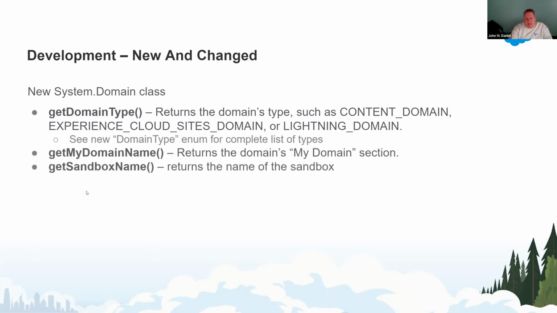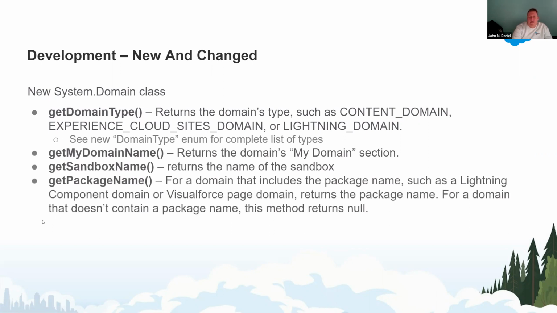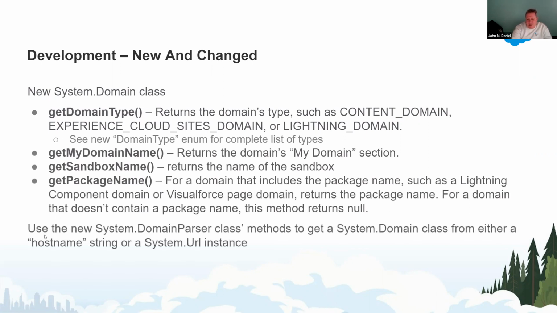There's get the My Domain name. So if I'm in an org and I want to get at the actual My Domain section of it, I can use getMyDomainName to do that. Here's the one that I love, getSandboxName. I cannot tell you how many different ways we've hacked at the URL to try to say, okay, which sandbox am I really in? Here we go. We have a first-class method to get right at it and no fuss.